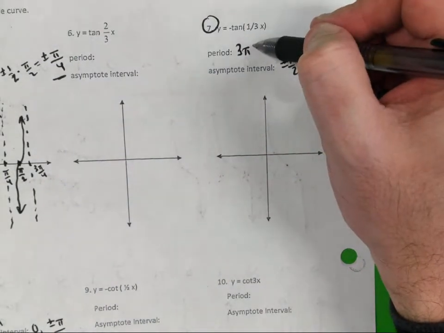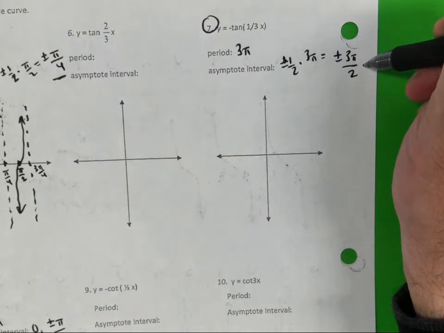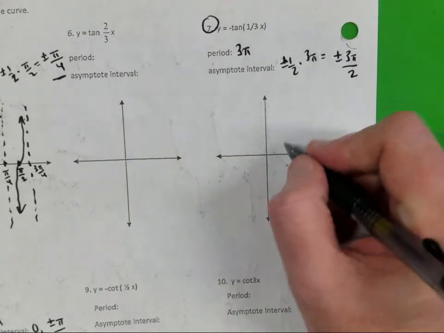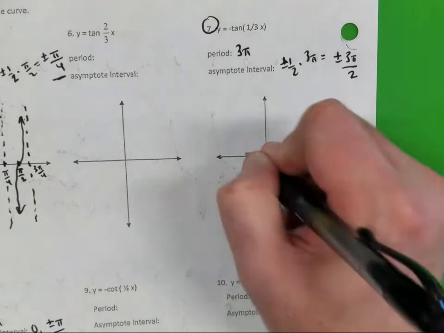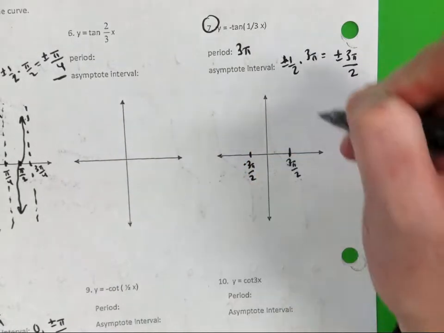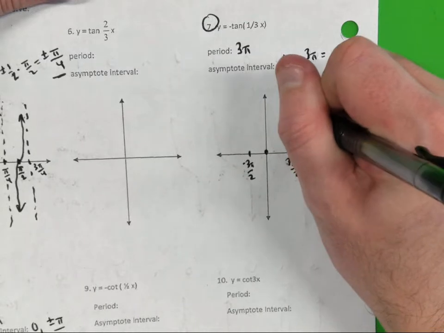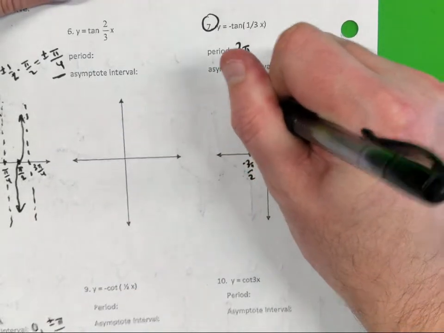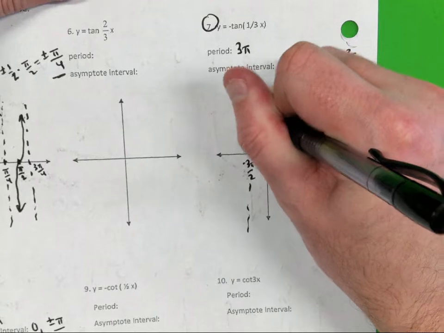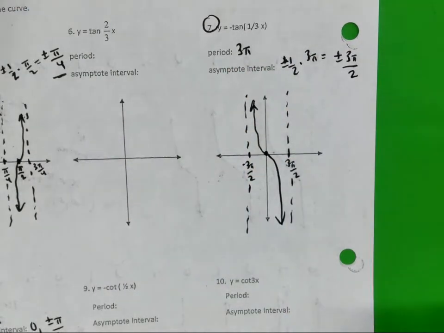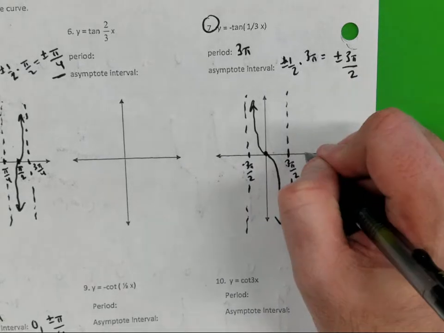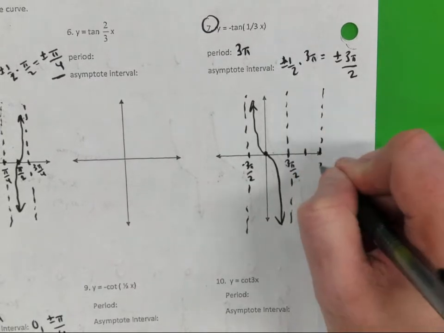My period is 3 pi. My asymptote is plus or minus 3 pi over 2. What do we always graph first? Asymptote. So this is 3 pi over 2 and negative 3 pi over 2. And because this is tangent, will there be a point at the origin? Yes. You draw it in opposite direction. Now, how many cycles do I have? How many periods do I have? 1. I need to find another asymptote over here, don't I?